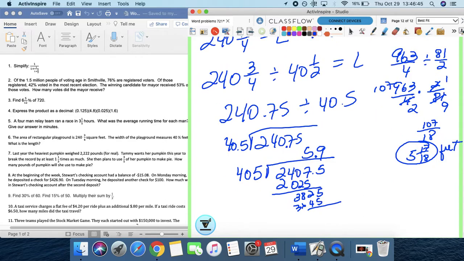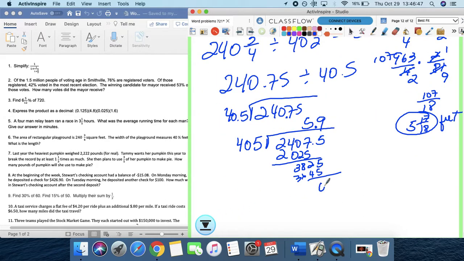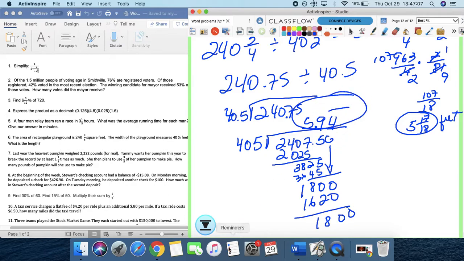Let me just go down a little bit. So 0, 12 minus 4 is 8. 8 minus 6 is 1. Bring another 0. Let's just go one more time. That looks like a 4. 20, 16. We have 180 left. So 1.4. There you go. 5.94 and 5 and 17 over 18. Which one would you rather have? It's really up to you. Okay.